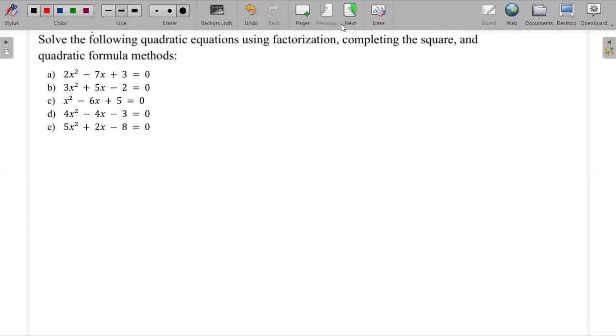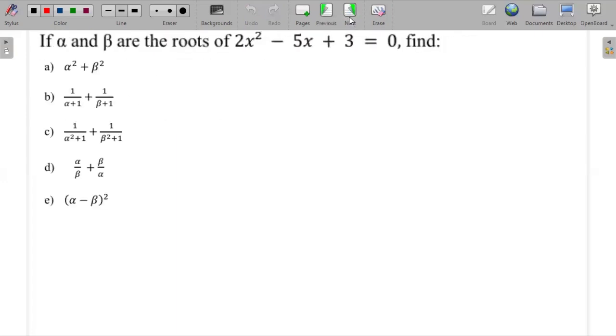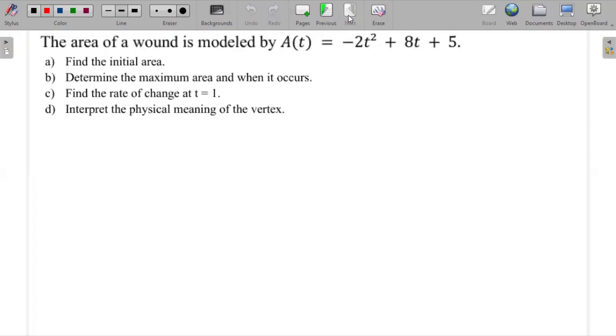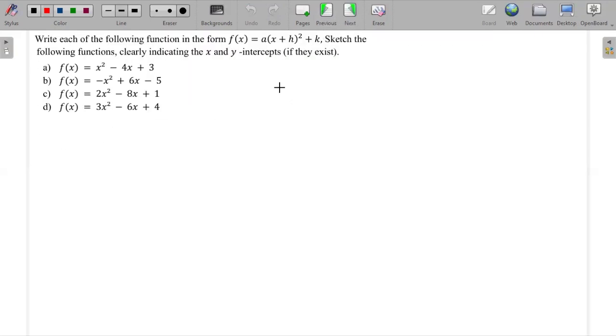And then the other concept that I wanted to do is actually how to graph using completing the square. So I'll do one question here. Where is that question? This one does not miss in the test. It will be there. So if you haven't been practicing it, make sure you practice how to express it.